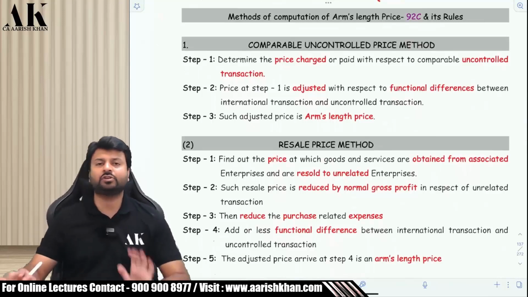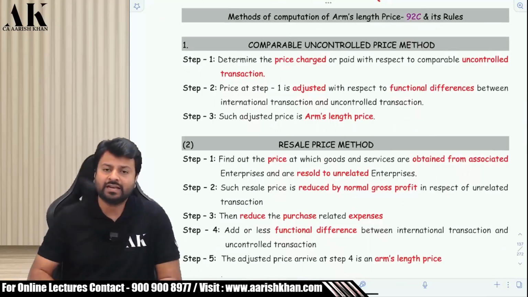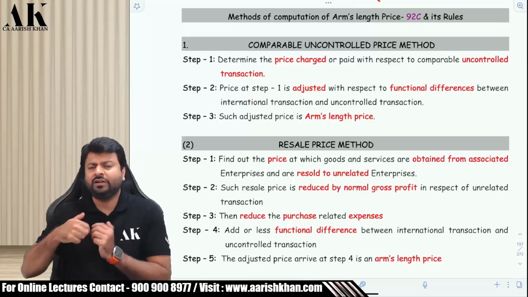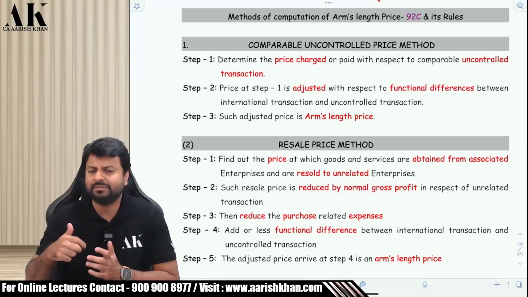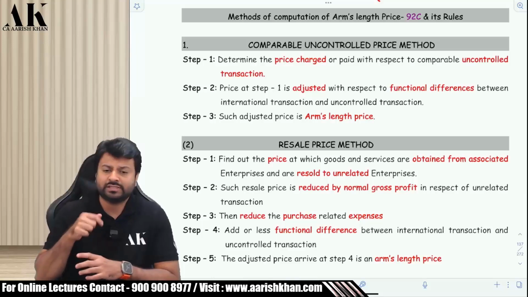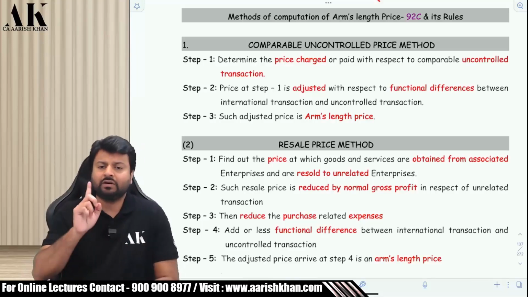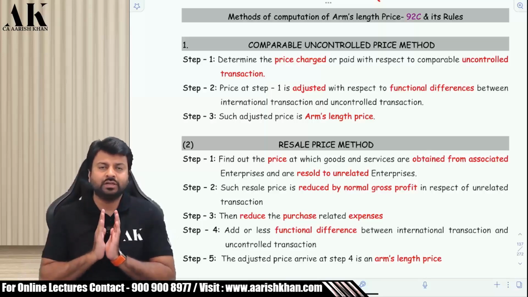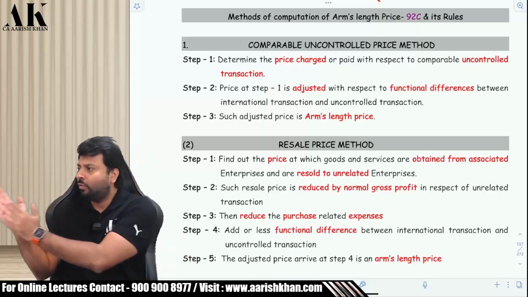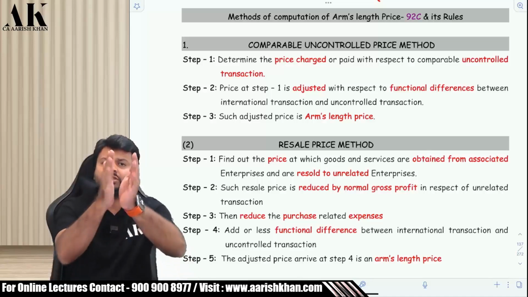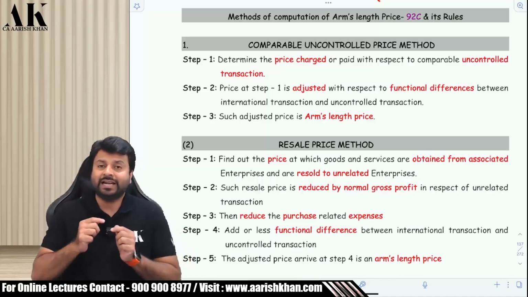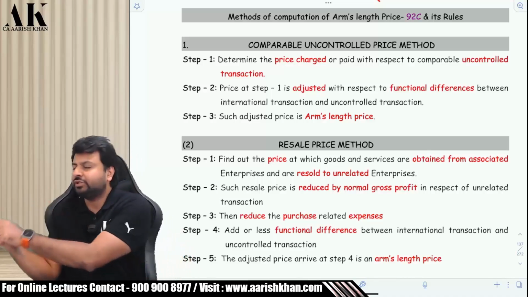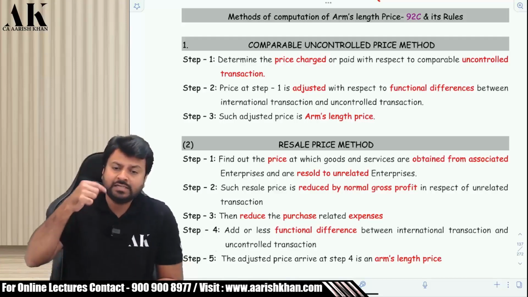Now let's talk about certain methods under the arm's length price. It is very difficult to explain the methods without the help of an example, but still I'll try my best to explain the steps which are relevant. First, the comparable uncontrolled price method. What happens in this method? There are 2 transactions. One is with the associate enterprise, one is with the third party. The one which you are doing with the associate enterprise is a controlled transaction, and the one which you are doing with the third party is an uncontrolled transaction.